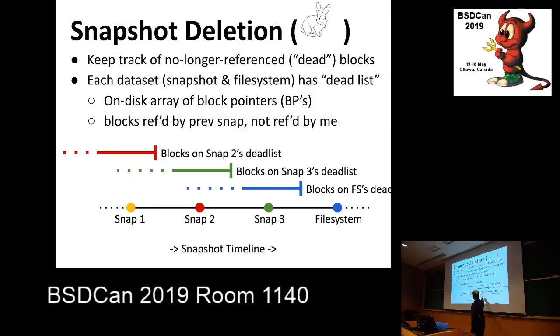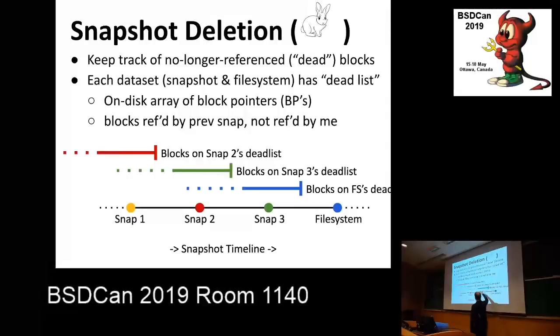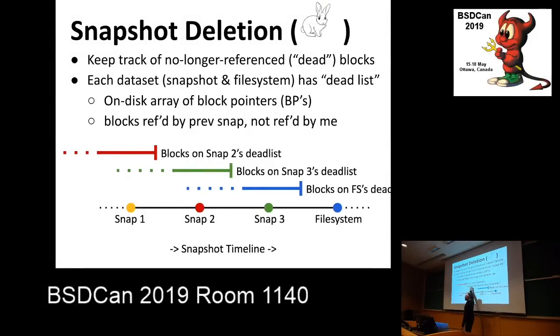If we look at this diagram, it shows a timeline of snapshots: snapshot 1, 2, 3, and then the file system. And these show the lifetimes of blocks. This red line shows that the blocks on snapshot 2's dead list are the ones that were referenced, that were alive, during snapshot 1. Maybe they were alive in earlier snapshots, maybe not. And those are the ones on snapshot 2's dead list. And similarly, the green ones are on the green one's dead list.